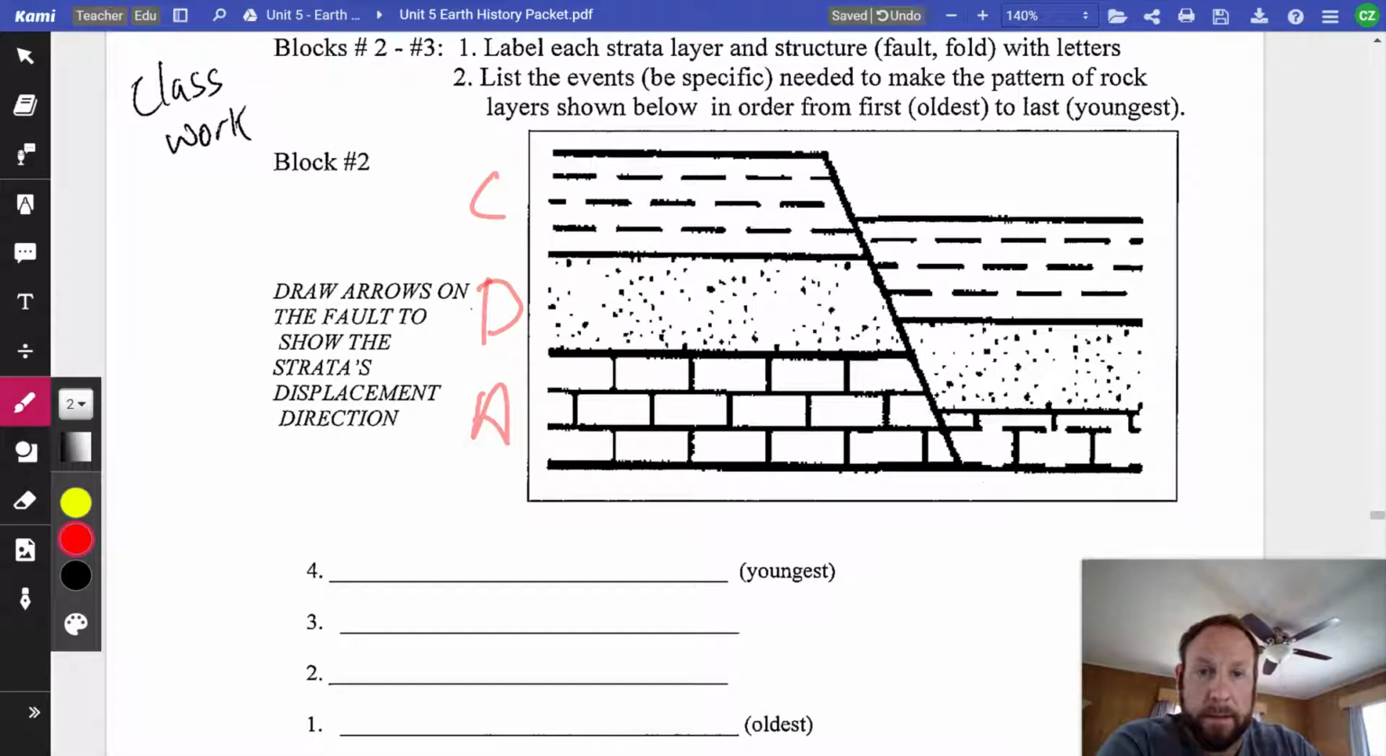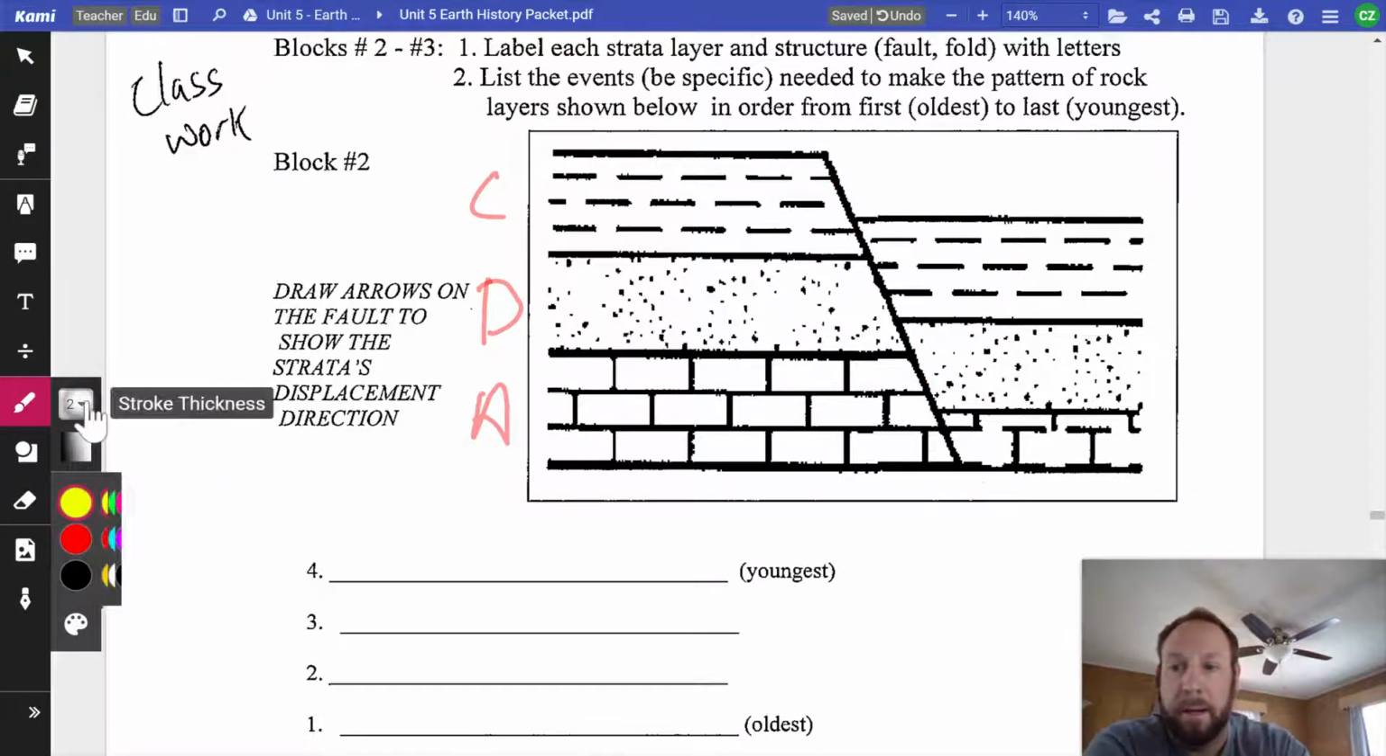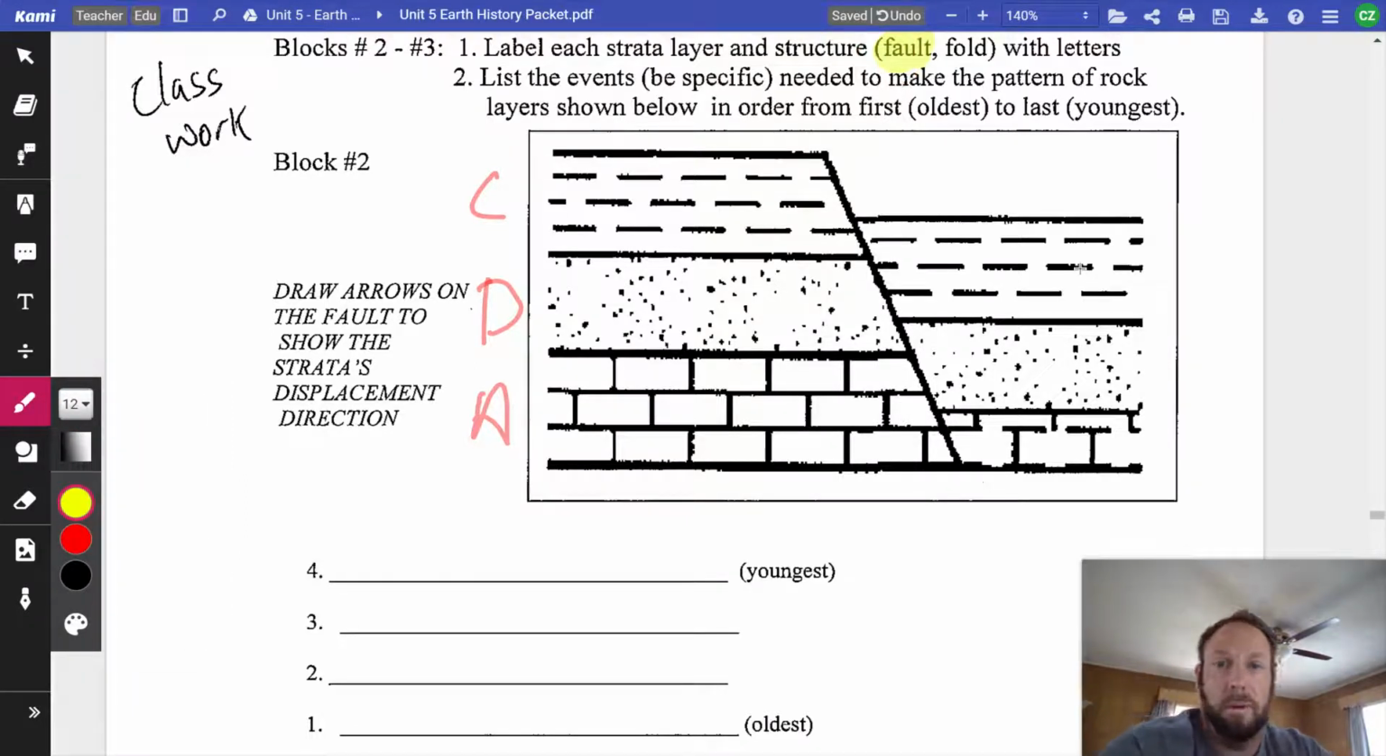And we've got this crazy looking line right here. So this line indicates a shift, okay? How we would look at this is a fault. We're going to look at a fold on our next diagram, but this is a fault.